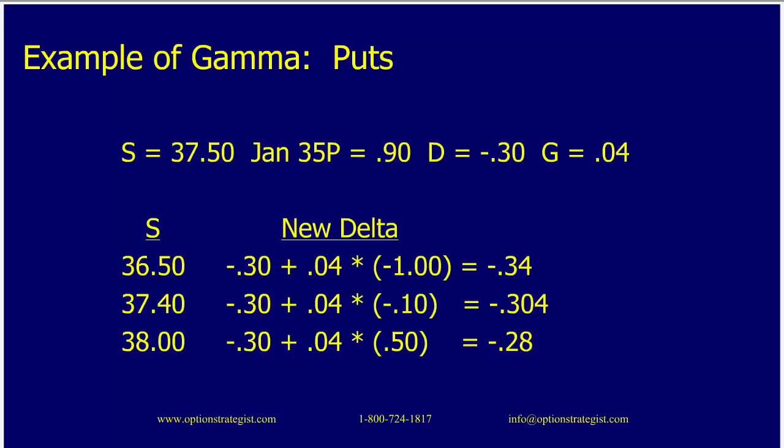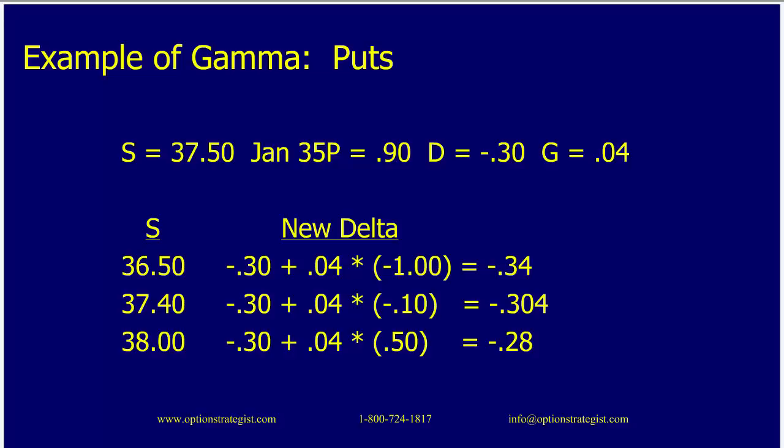The -30 that we're starting with, the -30 delta plus 0.04 times 0.5, or 1/2. That's 2 cents, or it's really 2 deltas. From -30, -30 plus 2 deltas will give you -28 deltas. Okay, so that's how it works if we're going to do it mechanically.